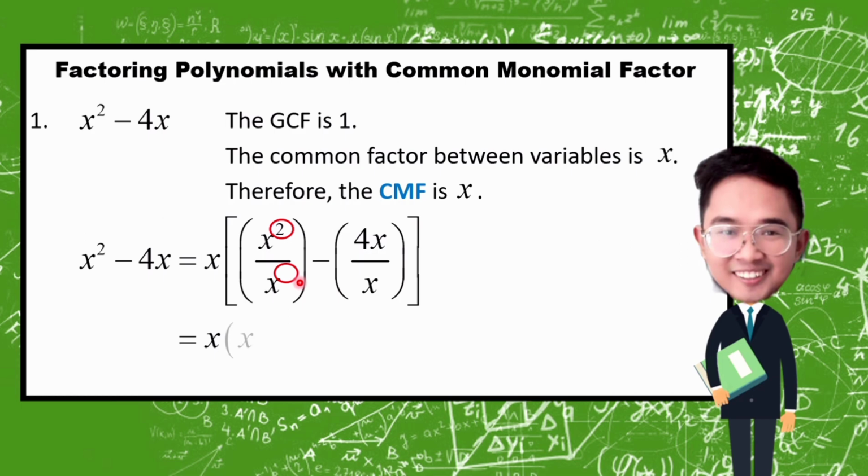Therefore, we have x. Just copy minus and then 4x divided by x. We need to cancel out x because that is already equal to 1. We have minus 4. Therefore, the factors of x squared minus 4x is x multiplied by x minus 4.